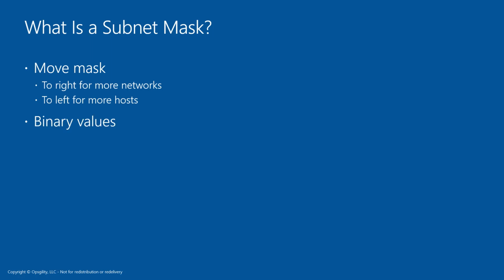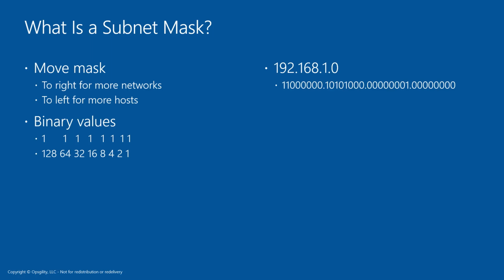It's okay that this is confusing. You just need to go through it enough times for it to make sense, and it will make sense. Once again, we move our mask over from the left to the right for more networks. We move it from right to left for more hosts. Here are our binary values. We see our 8 ones, and we see our values in the decimal from 1 to 128 from right to left. So we once again have the same IP address, 192.168.1.0.